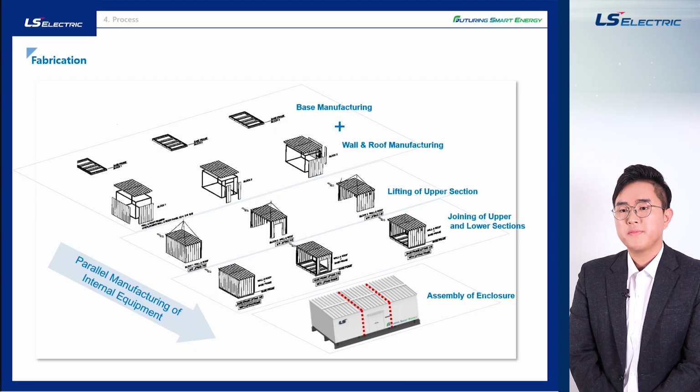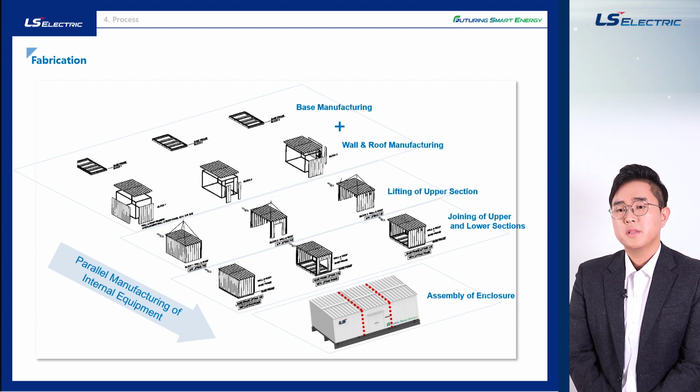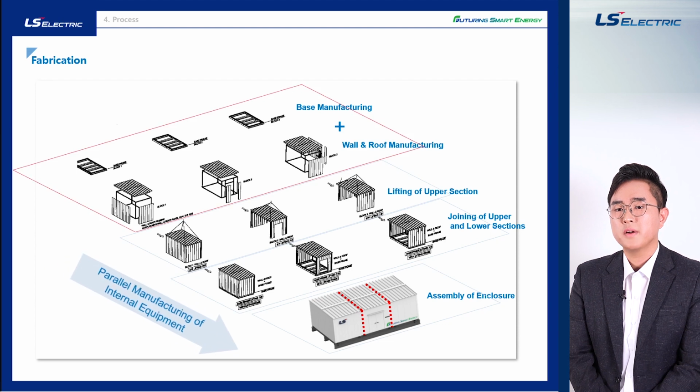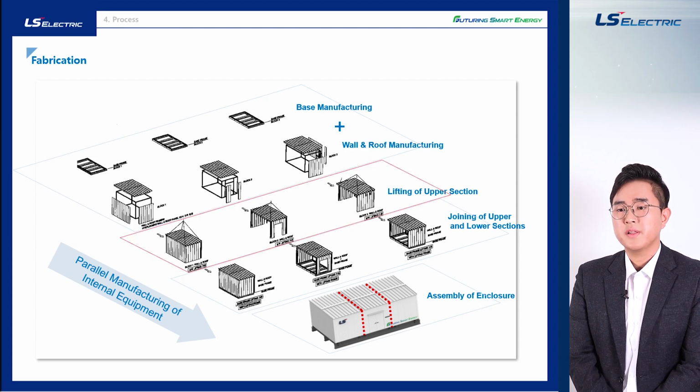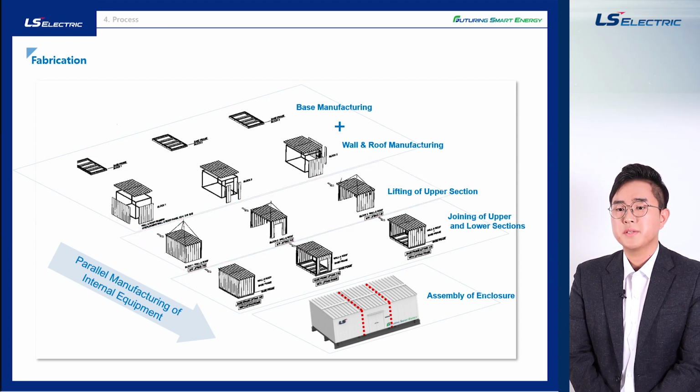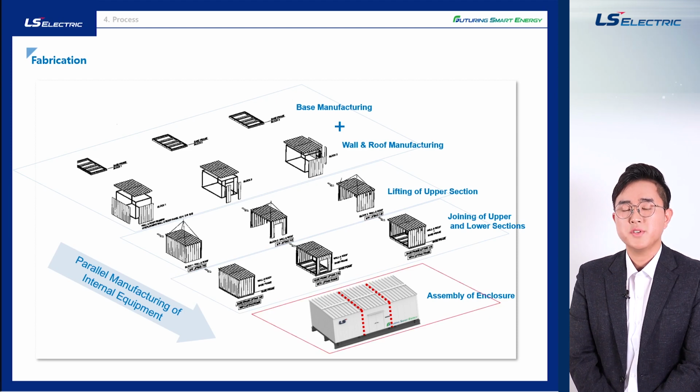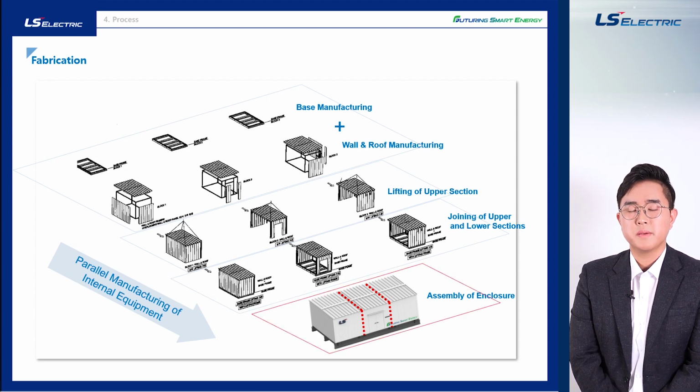This slide shows the manufacturing drawing of the interlocking type EOS. As the drawing shows, the EOS is manufactured in 3 parts and assembled on site. It has the structure of the wall and roof being joined to the base. The EOS can be manufactured quickly and efficiently since the base work and wall and roof manufacturing are performed in parallel. The schedule can be minimized since the internal equipment is produced in parallel off-site while the EOS is being manufactured.